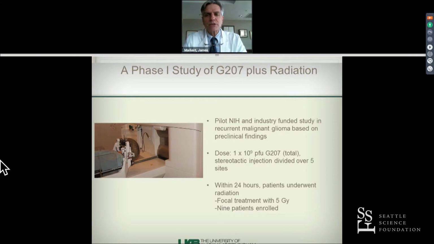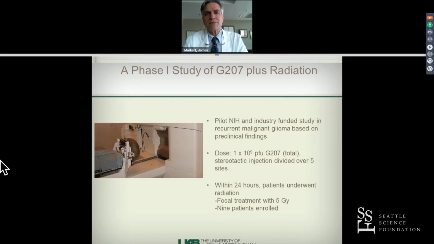And in this, we took 1 step back from our first dose of virus and simply used 1 × 10⁹ plaque-forming units. And then I injected it in 5 sites within the tumor, and then took the patients and gave them radiation with 5 gray the day after. I have the Gamma knife picture here because originally we were going to have a second tier of patients that got treated with 15 gray because we thought that would be a nice dose.